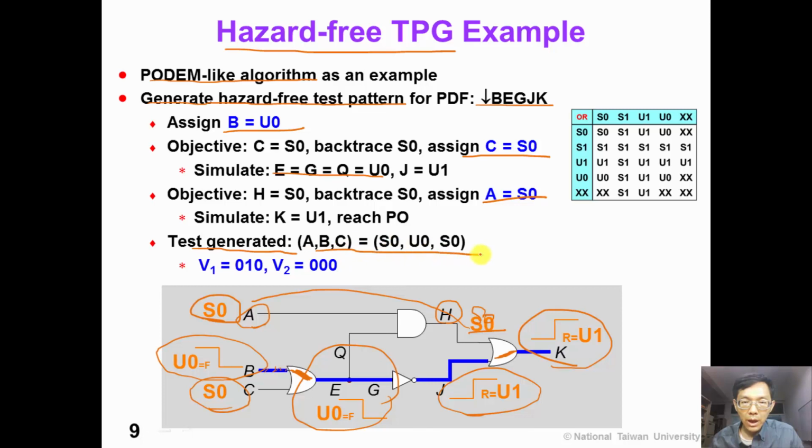A, B, C are static 0, U0, and static 0. So test vector 1 is 0, 1, 0, and test vector 2 is 0, 0, 0.